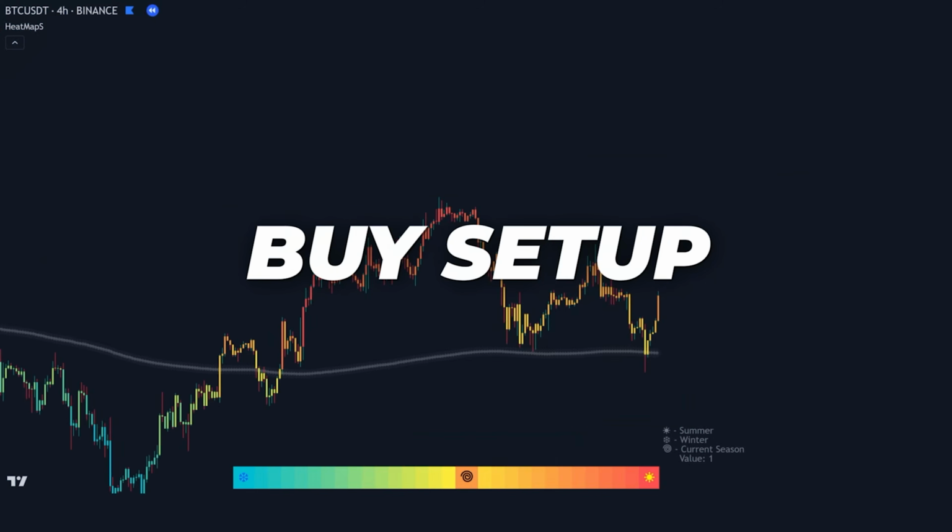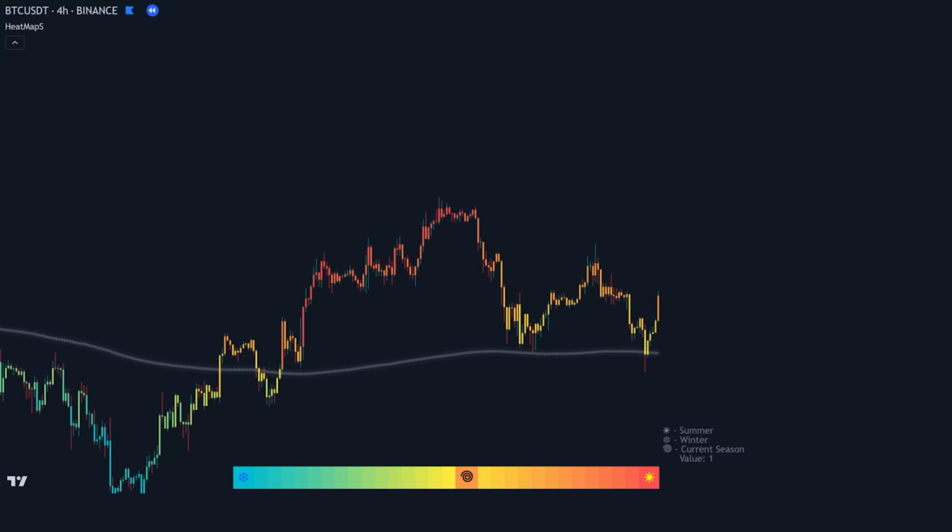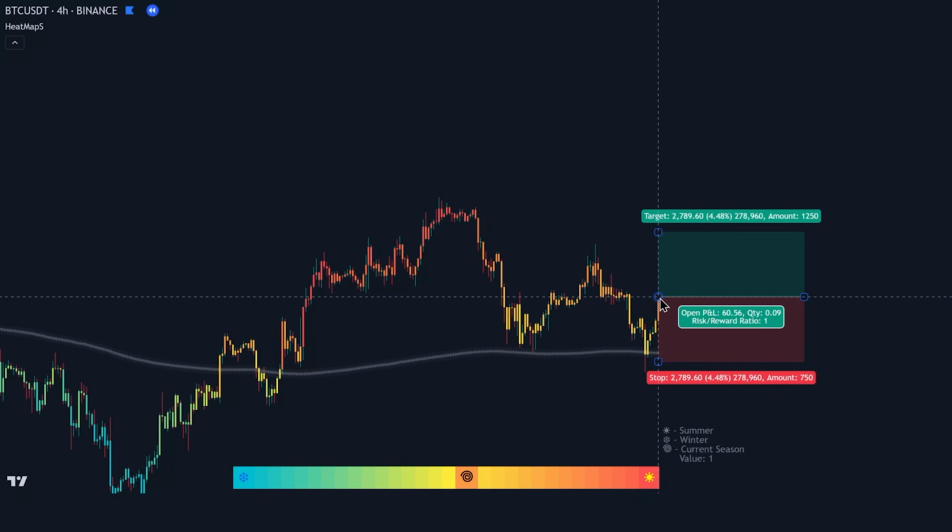Here is the last trade setup for this video. The price is trading above the regression line, indicating a strong uptrend. During this uptrend, the price forms a double bottom pattern on the regression line, signaling that the bullish momentum is about to strengthen. The best entry point for this trade is immediately after the double bottom formation is confirmed.